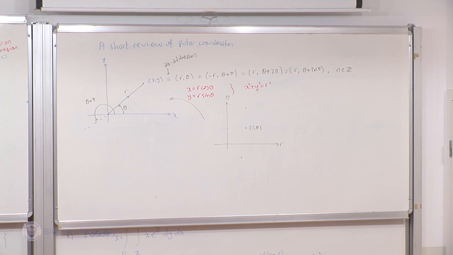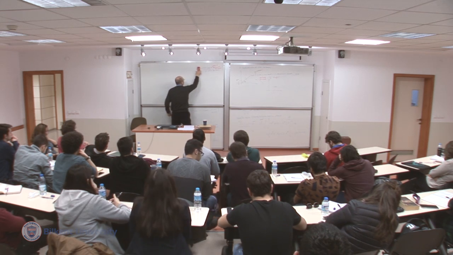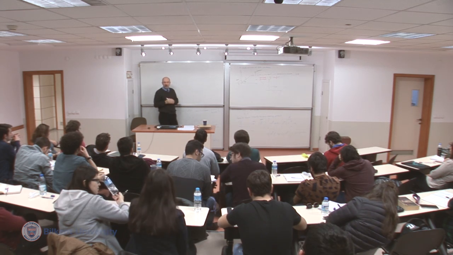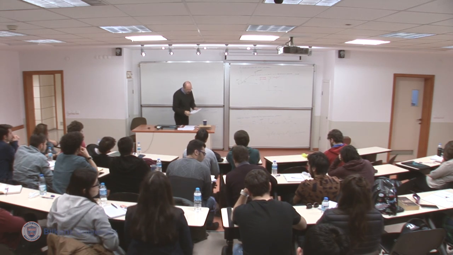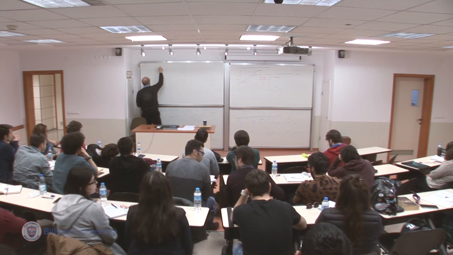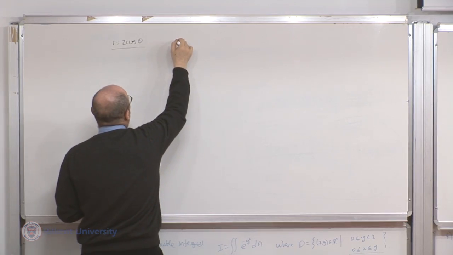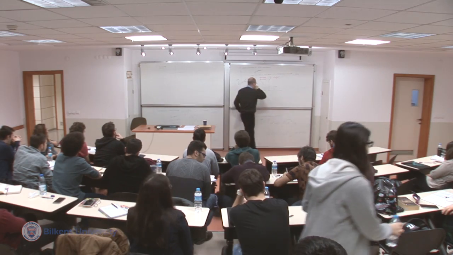So let me give a few examples. There are one or two polar equations that you should immediately recognize. If you don't recognize them, you can always sketch them. Just as when we say y equals 2x plus 1, everybody knows that this is a straight line. There are a few things like that you should recognize immediately. So, for example, r equals 2 cos theta.